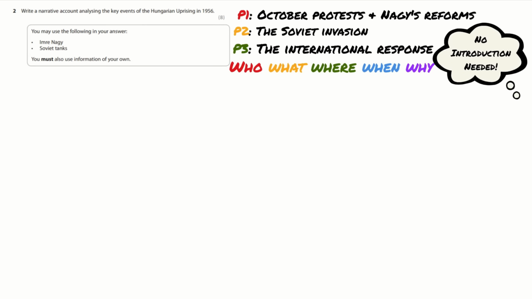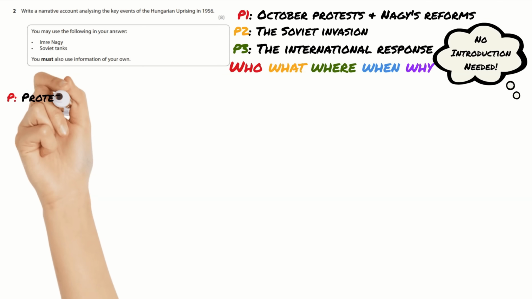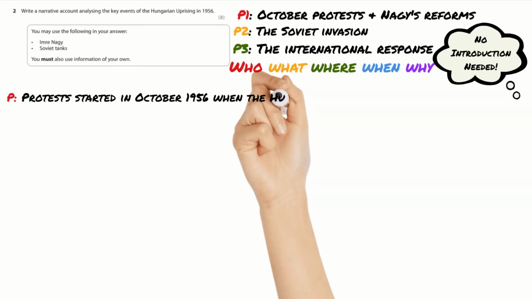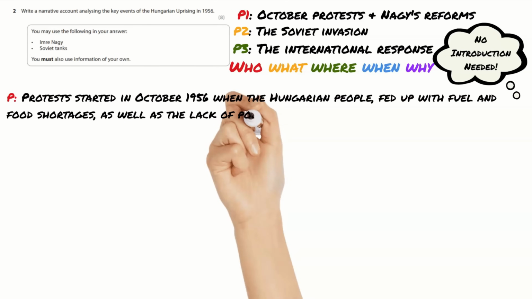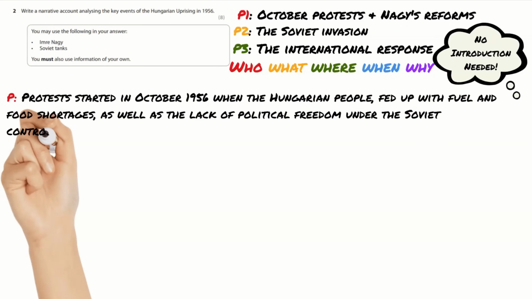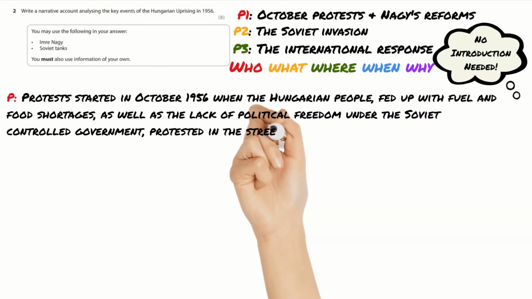So just simply, the protest started in October 1956 when the Hungarian people, fed up with fuel and food shortages as well as the lack of political freedom under the Soviet-controlled government, protested in the streets of Budapest.